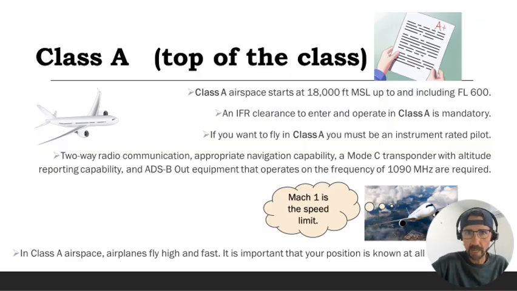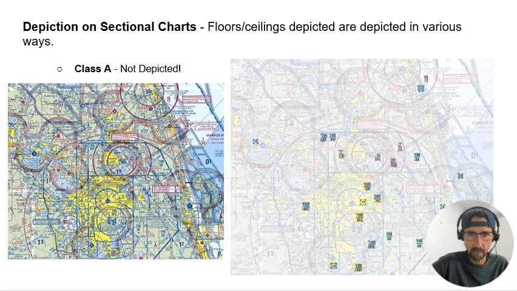What does Class A airspace look like on a chart? Well, it's not on the chart, right? It's not depicted on any sectional chart because it's everywhere and it's above 18,000 feet. So they don't have to specifically note it. It's just there. It's everywhere. It's like a giant cloud over the entire country.